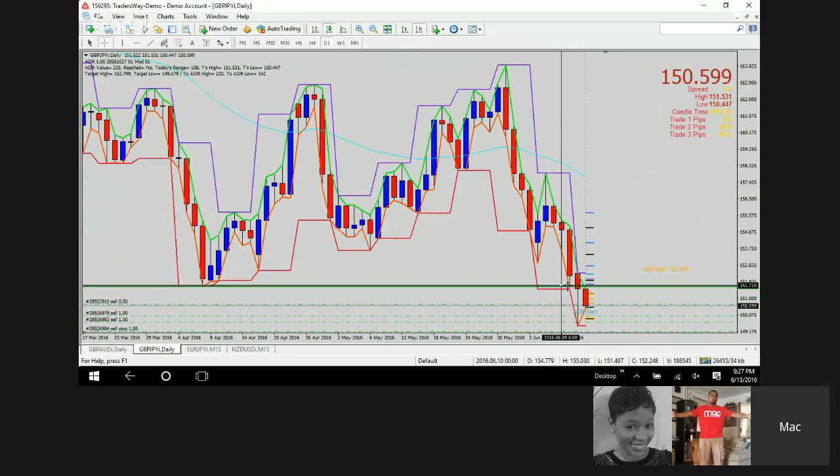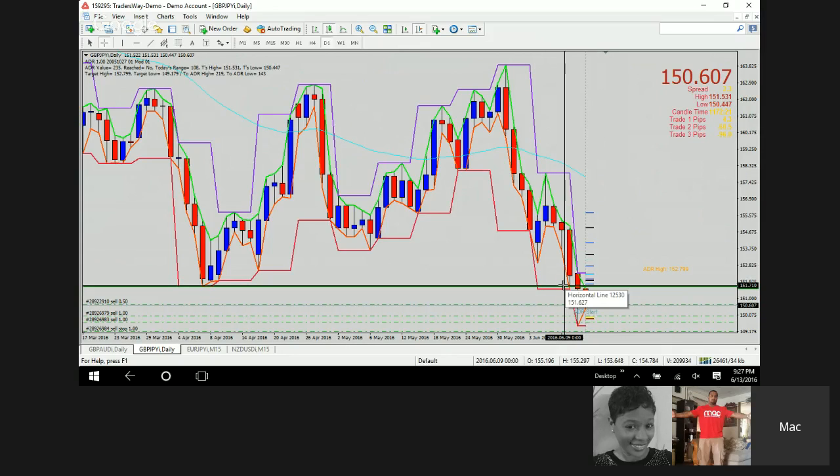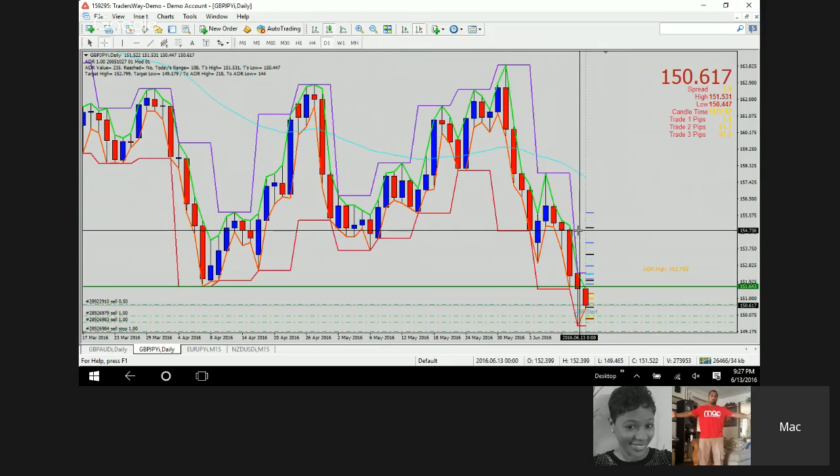So I called that out Thursday. Friday, where's the close at? 151.48. I was like 5 or 6 pips away. And when I called that, the pair was at 155.88 or something. So that was like 400 pips, and I called it right on the money.